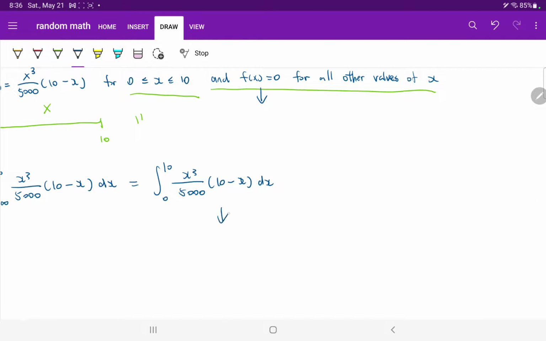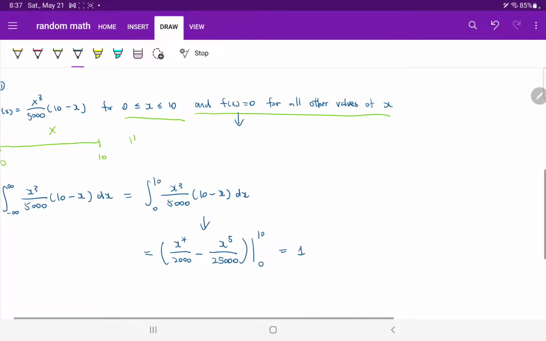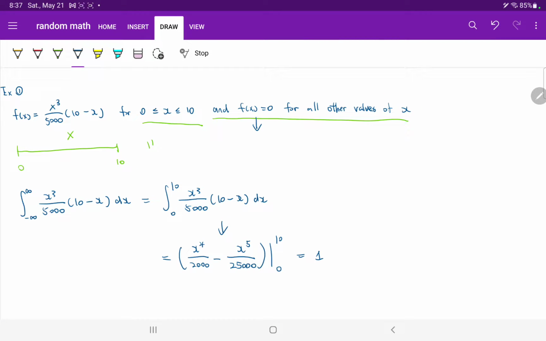I'm just going to simplify this. I'm not going to further explain how exactly you integrate this. I'm just going to use the result, which is x to the power of 4 over 2,000 minus x to the power of 5 over 25,000, from 0 to 10. If we plug the values in, you'll find out that this is indeed equal to 1. So our first step is complete. Our first step was to verify that this indeed is a probability density function. And what about our second step?